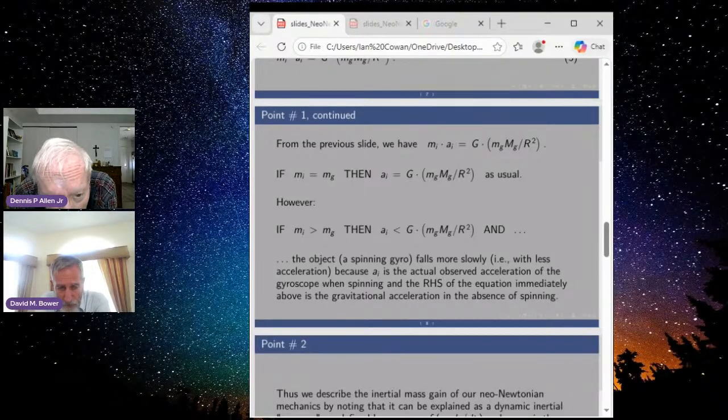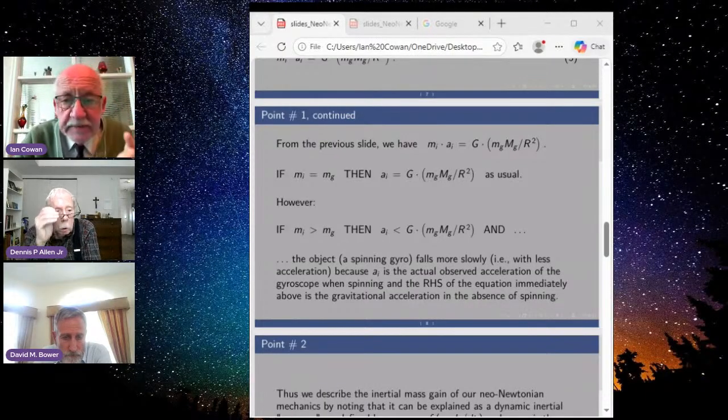So we have 2 cases. We have a gyroscope that's not spinning, falling with 9.8 meters per second squared acceleration. The gyroscope that is spinning is falling with less acceleration. Okay, any questions or comments on that? Is that logical?